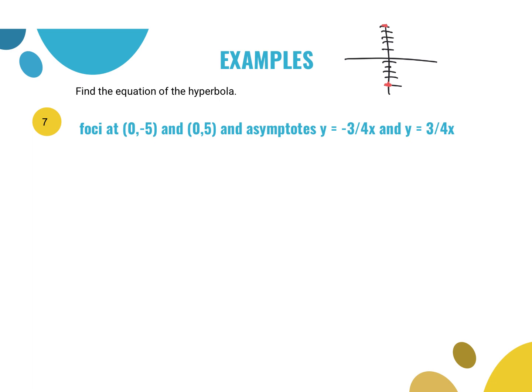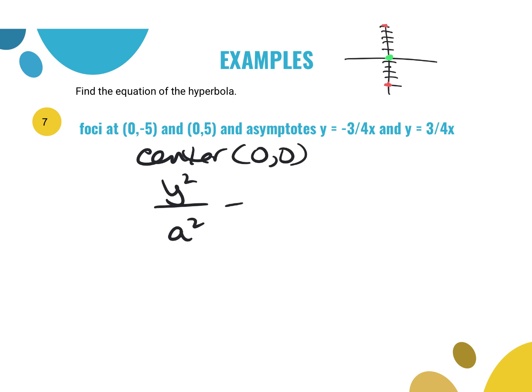So I'm going to put y squared first. Notice the center point here is the midpoint of these two. And again, it's going to be 0, 0. So my center is 0, 0. And because my focus points are on the y-axis, the equation I'm going to be filling in is y squared over a squared, minus x squared over b squared equals 1.